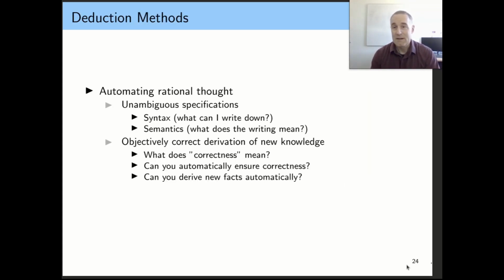So deduction methods are one way, possibly, of automating rational thought. And in order to do that, we first need unambiguous specifications. We need a syntax for our language that specifies what are the symbols and how do they fit together, what are the mechanical rules that govern the language that we are going to use.